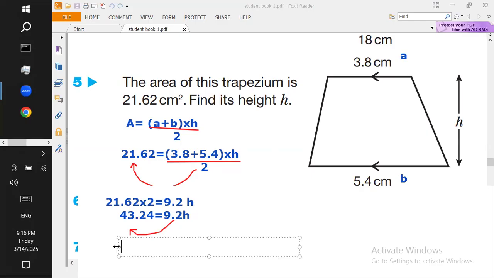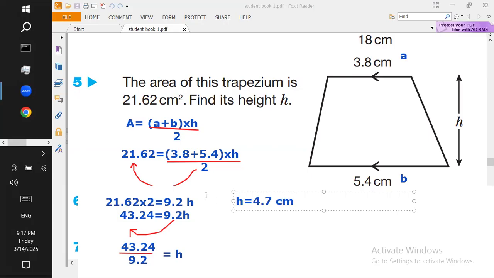So 43.24 divided by 9.2, like this. This will give me h. Make a fraction like this and do the division. I'm going to do this with the calculator, and I'll end up with the right answer. 43.24 divided by 9.2, and the answer is 4.7. And because the unit is centimeters, I have to use centimeters. And this is how you answer a question like this.